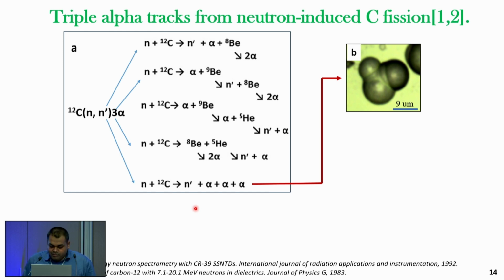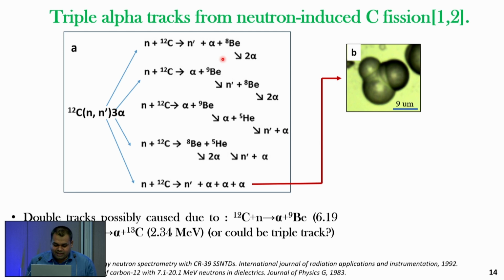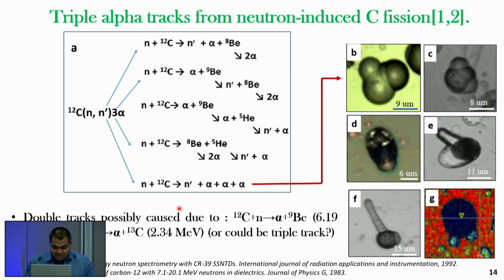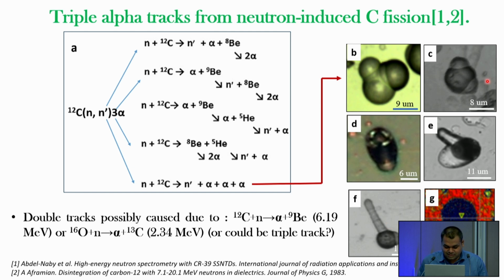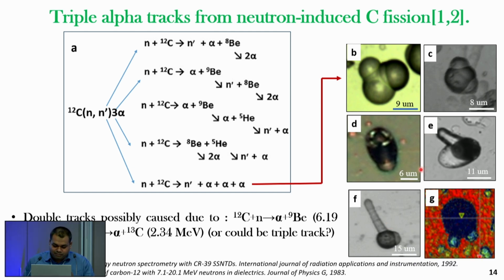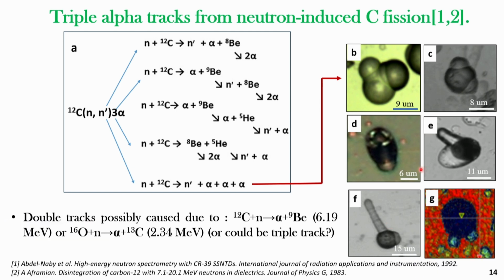There are many more decay pathways which are shown here. And so we can have double tracks also. We can have double tracks which are apparently triple tracks. And so we have a variety of tracks. But the important message which I wanted to convey through this slide is that there is a presence of high energy neutron in the experiment. And the threshold is 9.6 MeV.